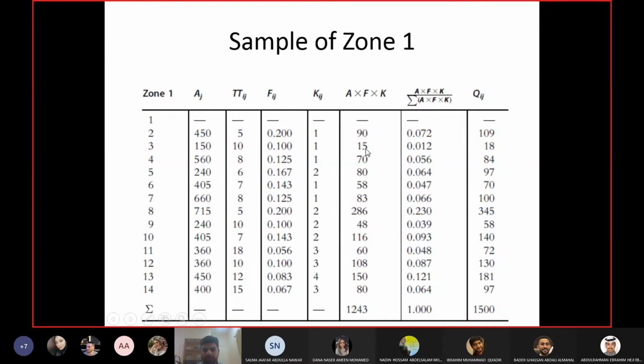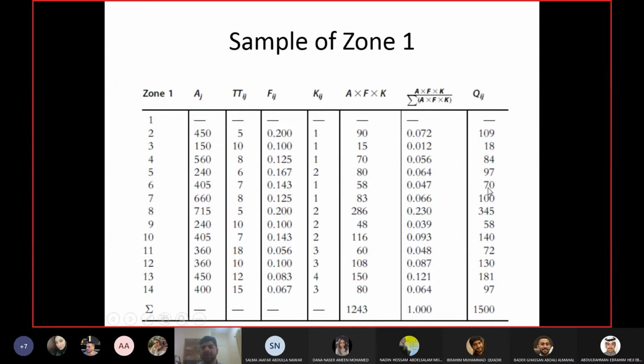Then you do the summation of all the AFK factors. The summation of AFK factors is 1243. Then take each factor and divide by the summation. The summation will remain the same, obviously; it is constant at 1243, but each zone will have its own AFK factor. So how did I get 0.072? It's 90 upon 1243. How did I get 0.012? It is 15 upon 1243. Okay, got it?